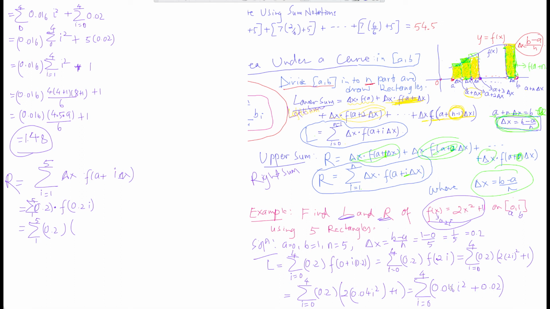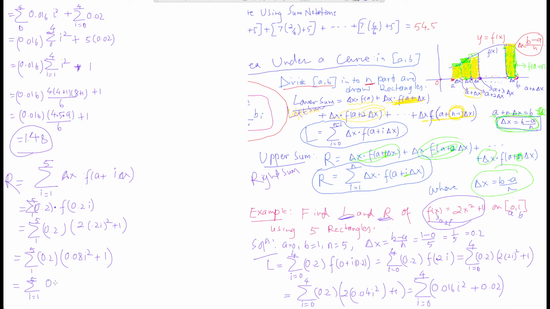What do we get here ultimately? Basically, you can plug in here this thing, 2 times (0.2i) squared plus 1. You see that? And then summation 1 through 5 of 0.2 times, this will be 0.08i squared plus 1. Okay, that's what you get. And then if you simplify this, you will get summation i runs from 1 through 5.